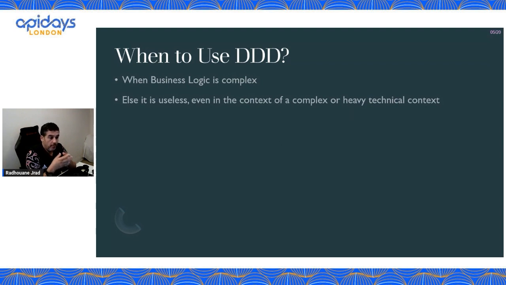If you have a complex technical environment, but the business logic is not complex, DDD is useless. So it's not about the complexity of the technology or the solution, it's about the complexity of the business. That is very important because DDD reflects the business into the APIs. That's a key sentence that we're going to prove in the next few slides.